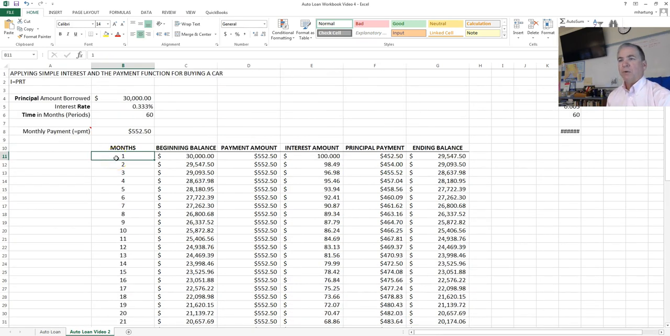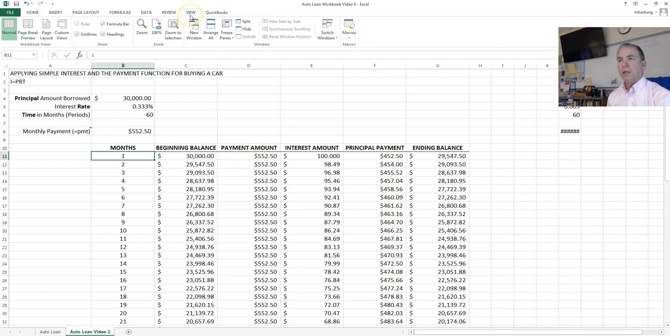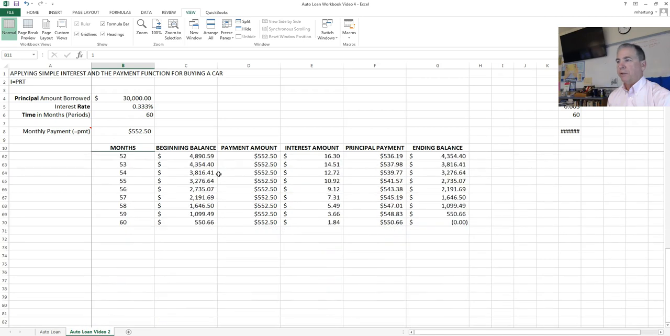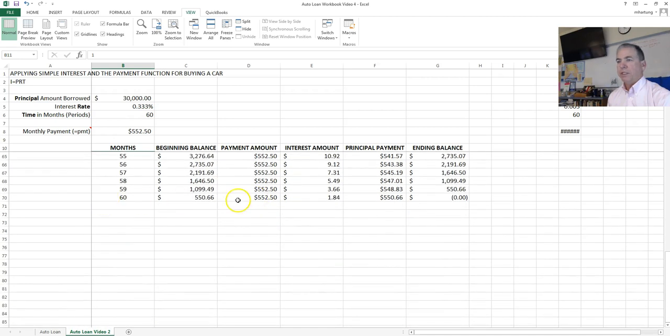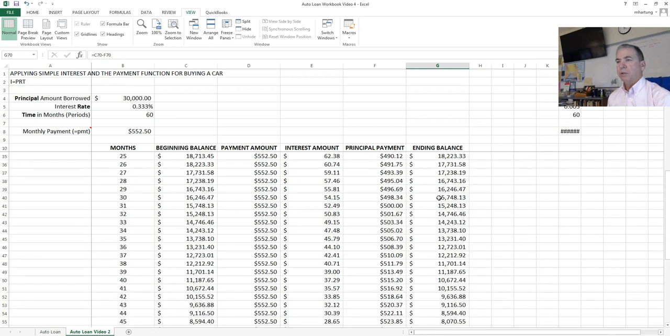And once again, an easier way to look at how this is coming together as you scroll through it is you can go in and lock or freeze those panes. So we can keep our headers here, and then we can see. By payment 60, we had a beginning balance of $550, and only $1.84 went to interest, and our principal payment is $550 and finishes off the loan, and our car is paid for.